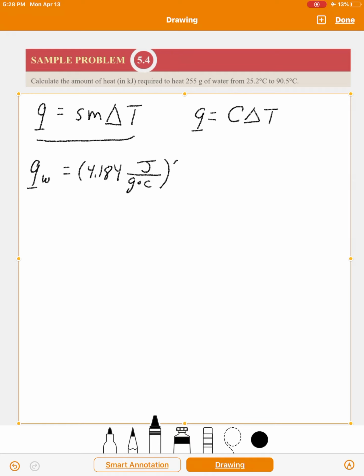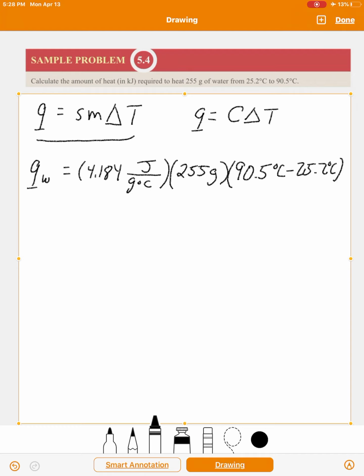times the mass of the water. Now notice the specific heat is in grams, so the mass is also in grams. That's good. If the mass were in some other unit, we would probably want to convert it to grams. And then we're going to multiply that by the change in temperature. Now, change in temperature is final temperature minus initial temperature.